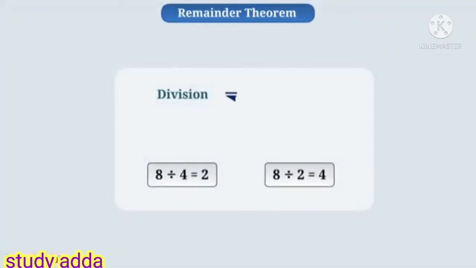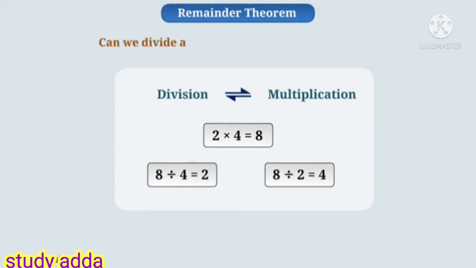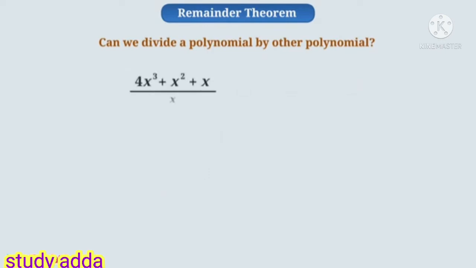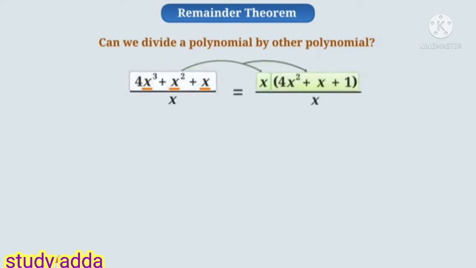Division is the reverse operation of multiplication. Like numbers, can we divide a polynomial by another polynomial? Let's try it and divide a polynomial by a monomial. We can see that in this polynomial, x is common to each term. Therefore, it can be written in this way. That's why these are factors of this polynomial.